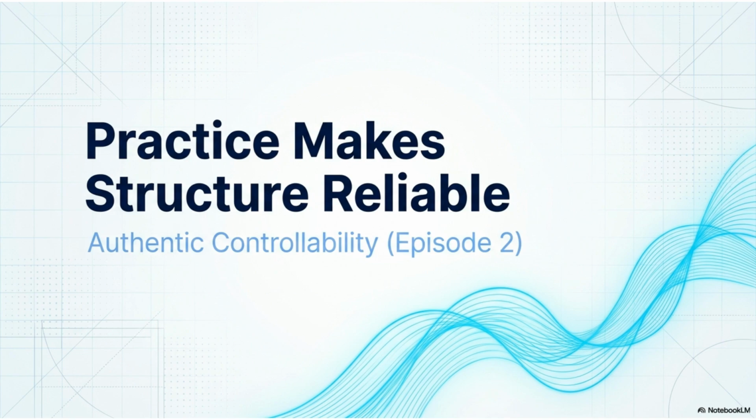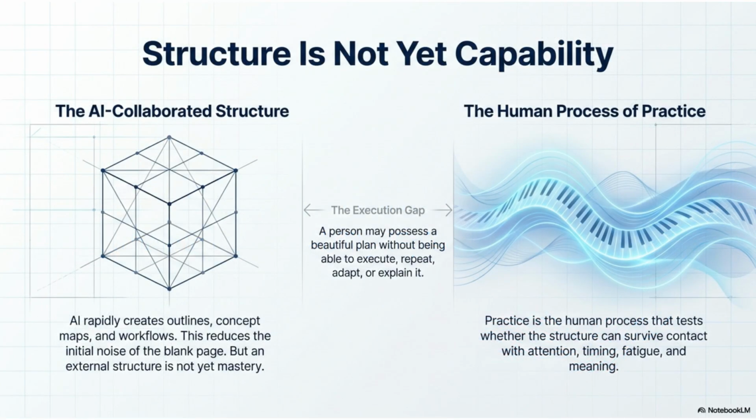This episode asks one central question. How does an AI-collaborated structure become human-owned capability? AI can rapidly create outlines, concept maps, workflows, and visual systems. It reduces the initial noise of the blank page. But this is only the beginning.